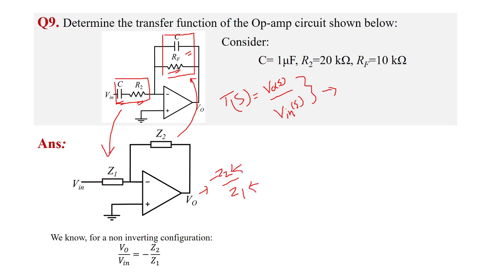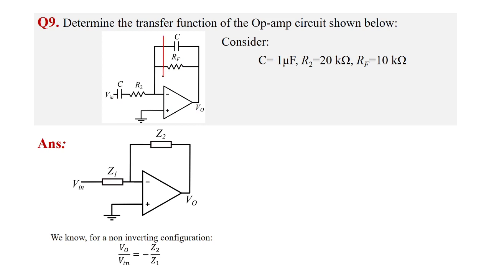Okay, so what is Z2? Z2 is the impedance when RF and CF are kept in parallel. Let me clear this. Z2 is this one. So C and RF are kept in parallel: 1 by SC kept in parallel with RF. So Z2 will be equal to RF into 1 by SC, divided by RF plus 1 by SC. So this is Z2.